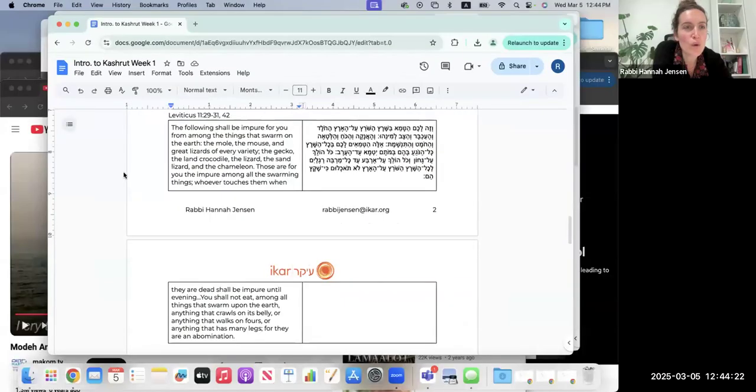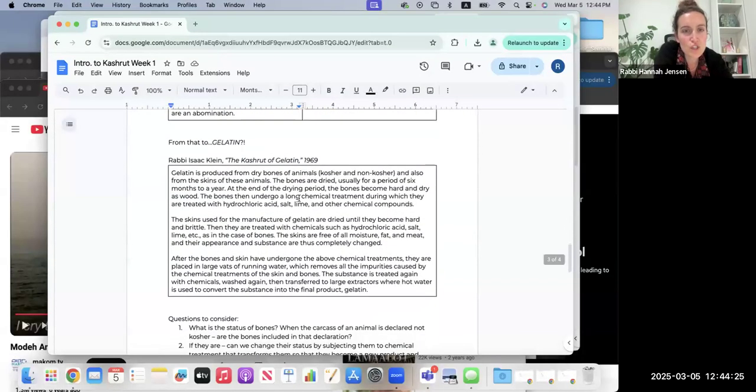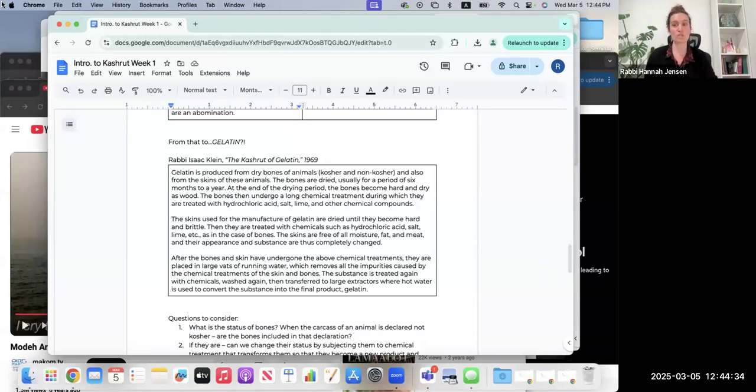We are going to start. This is a much more intellectual sort of adventure than we often go on. So here is what we are going to see. This is from Rabbi Isaac Klein, who wrote this very famous guide to Jewish practice. He's a Conservative rabbi that in rabbinical school we used for everything. And here's how he explains the process of making gelatin, which will help you understand why it has become a modern halachic kashrut question. Gelatin is produced from dry bones of animals, kosher and non-kosher, and also from the skins of these animals. The bones are dried usually for a period of 6 months to a year.